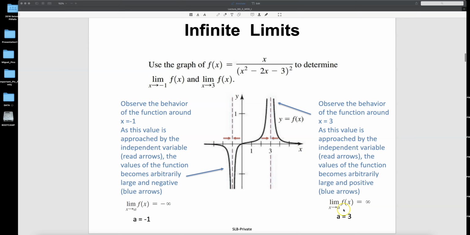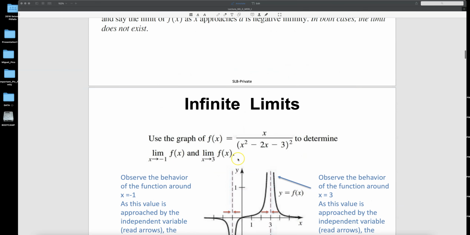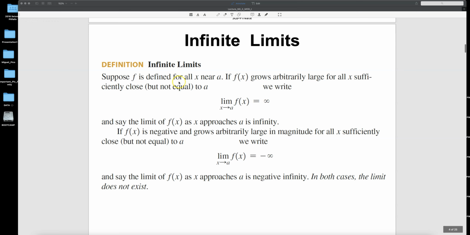So we say that the limit of the function when x approaches 3 is equal to infinity. Again, I don't want you to get confused. The limit doesn't exist, but because the function is getting larger and larger all the time, we say that it is positive infinity. Okay? Well, this type of thing drives us to this definition. Those types of limits are called infinite limits.